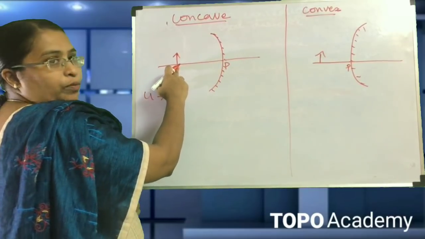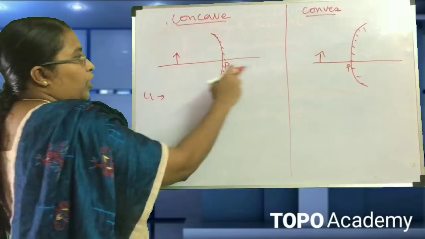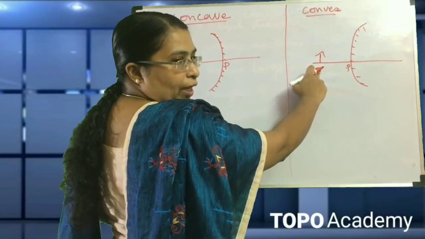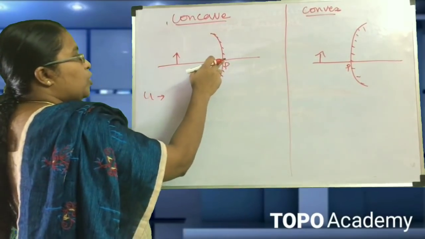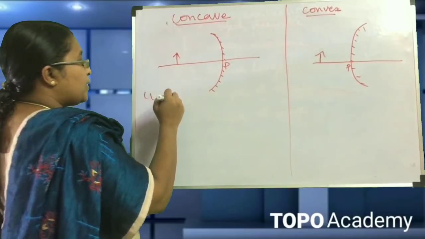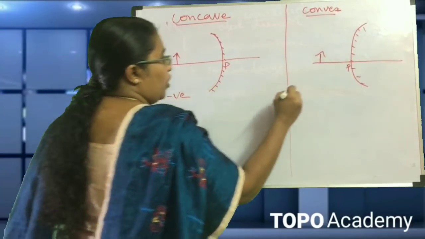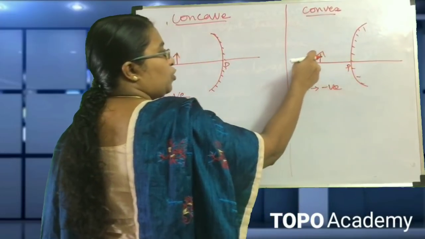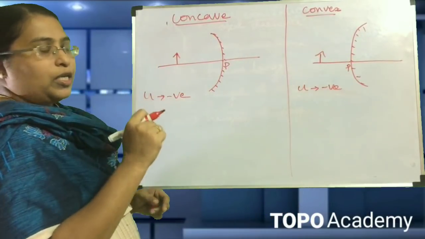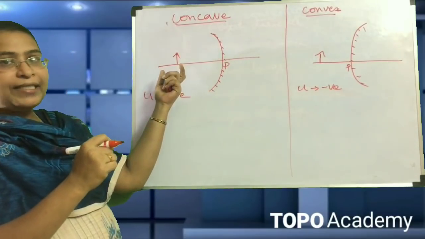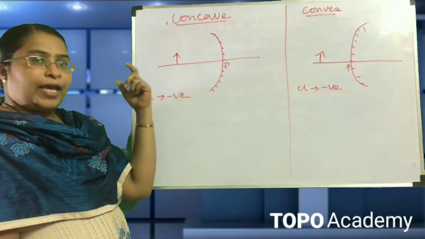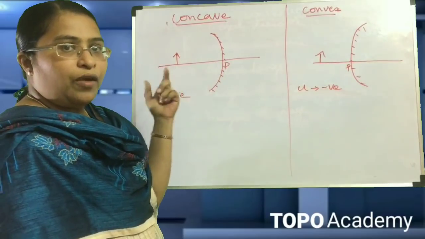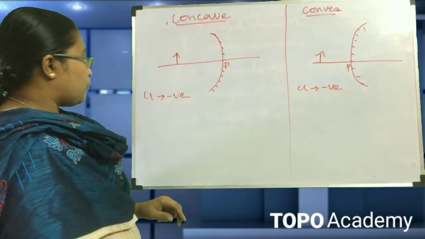Here we are keeping the object on the left side of the mirror. Here also we are keeping the object on the left side of the mirror. So all the measurements to the left side of the mirror are taken as negative. So in this case also the value of U is negative because we are taking the measurement to the left side of the pole. So in all the cases, in case of concave mirror or convex mirror, the value of U is negative.